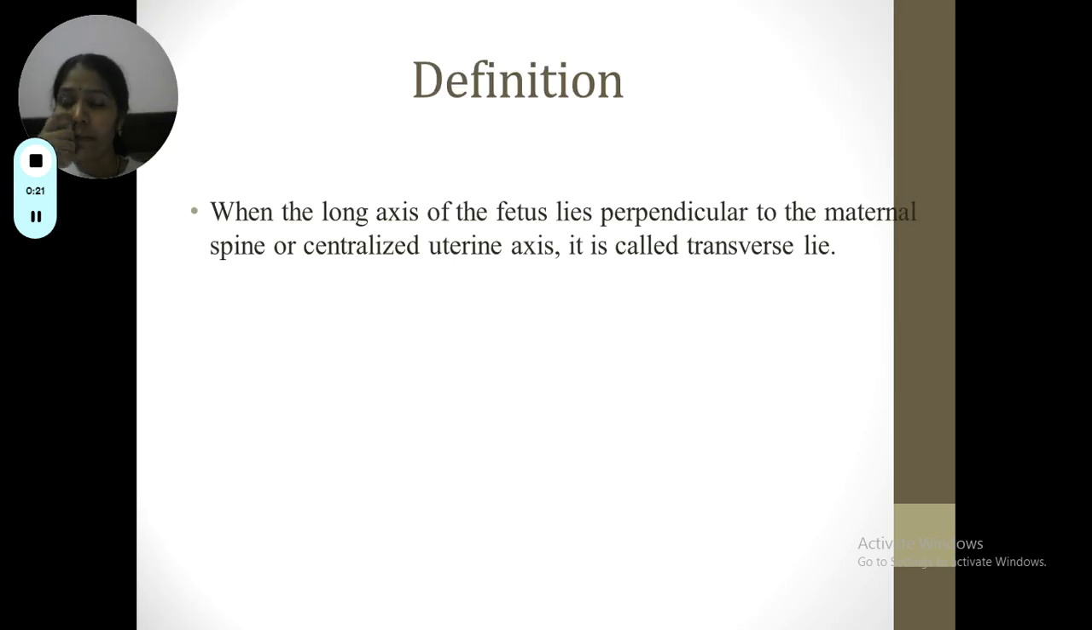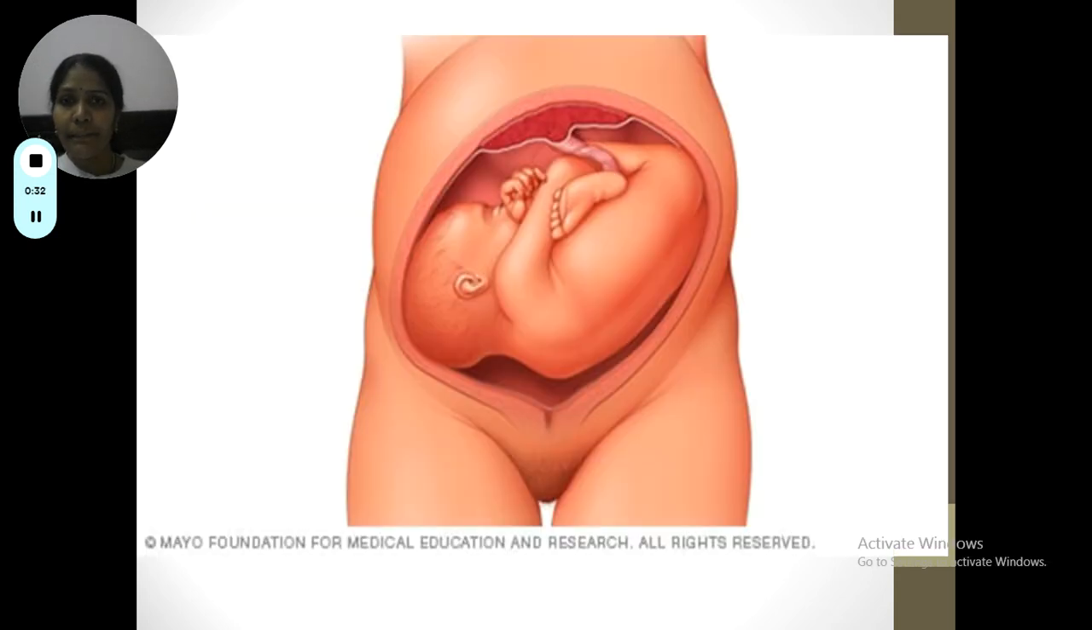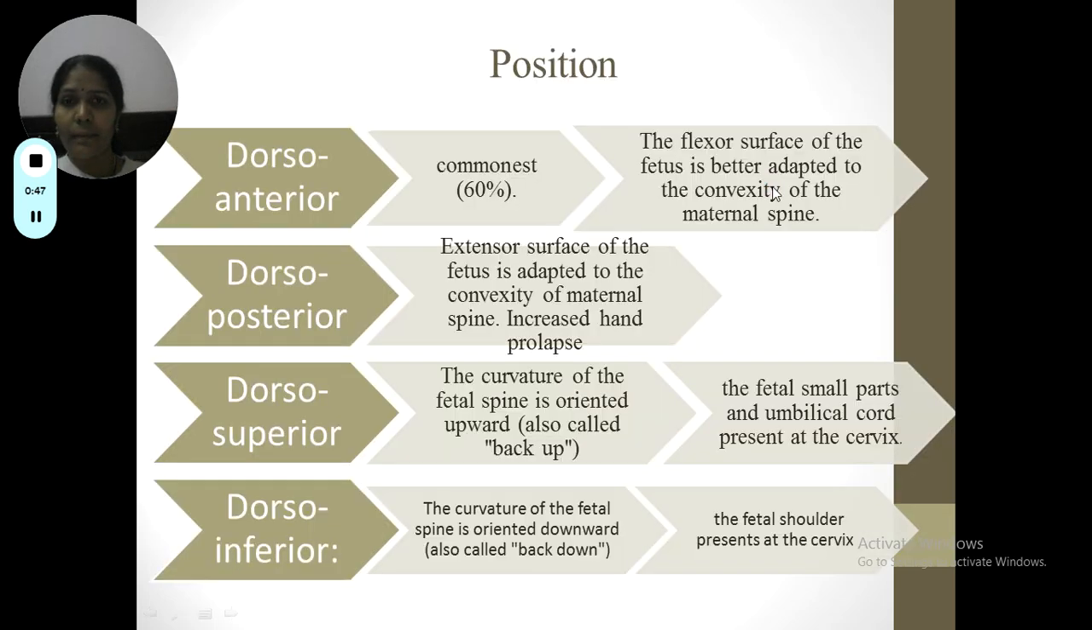Coming to the definition. So what is transverse lie? When the long axis of the fetus lies perpendicular to the maternal spine or the centralized uterine axis, we call it a transverse lie. So this is the image depicting the long axis of the fetus, that is the spine, that is lying perpendicularly to the axis of the maternal spine, which is perpendicular to each other. So this is the image of the fetus in transverse lie.